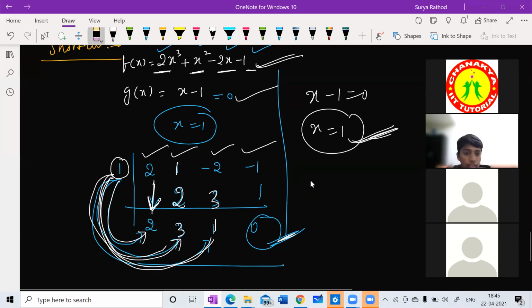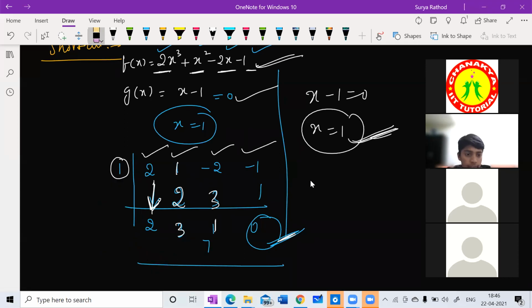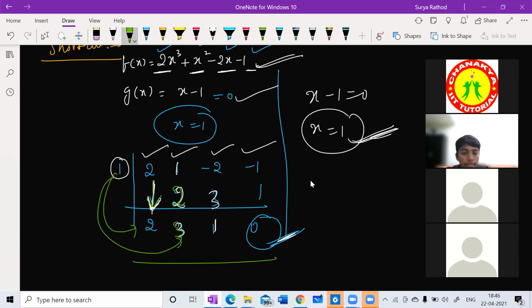Are you getting my point? I repeat again. Look at this here, I'm carrying this 2 as it is. 1 into 2, I'm writing 2. So 1 plus 2, 3. Again 1 into 3, 3. I'm adding these two again, minus 2 plus 3, 1. So 1 into 1, 1. Plus 1 minus 1, 0. So the remainder is 0. Getting my point?